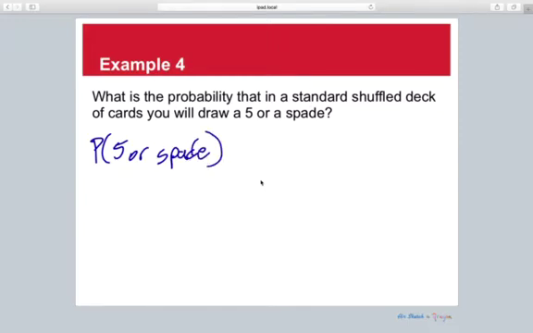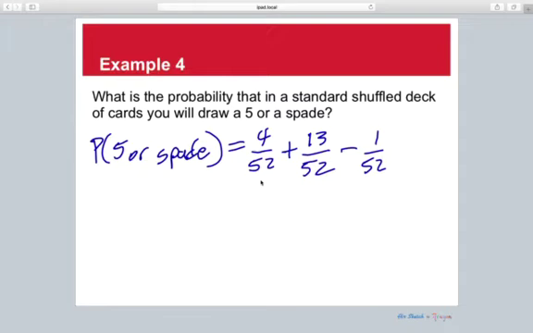All right, so remember that in a deck of cards, there are 52 cards total, and there are 4 5s. So the probability of selecting a 5 is 4 out of 52. Plus, there are 13 spades, 13 of each suit, so the probability of selecting a spade is 13 out of 52. But we double counted the 5 of spades in those probabilities, so we're going to subtract off the probability of selecting a 5 of spades, and there's only one of those, so minus 1 out of 52.